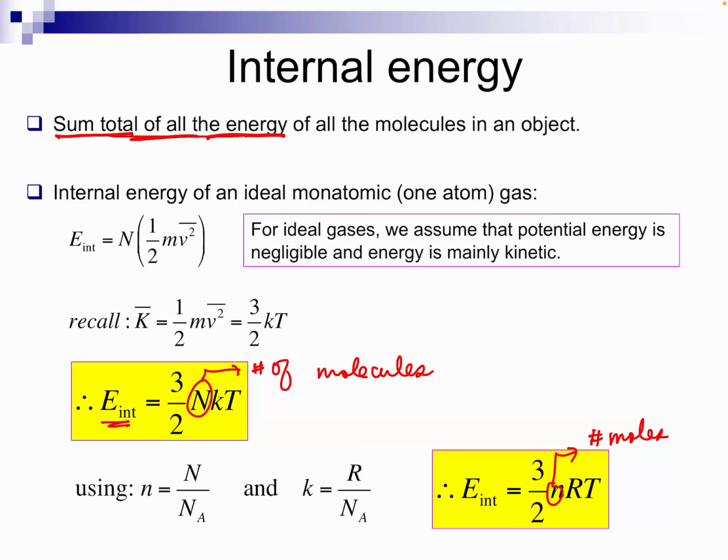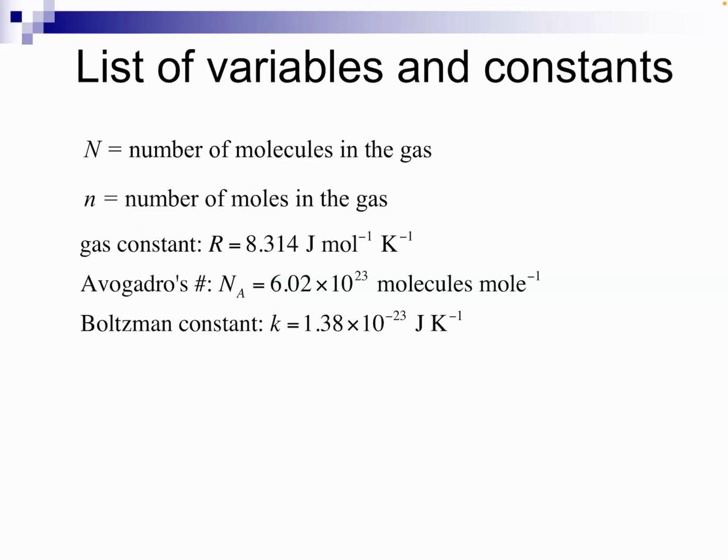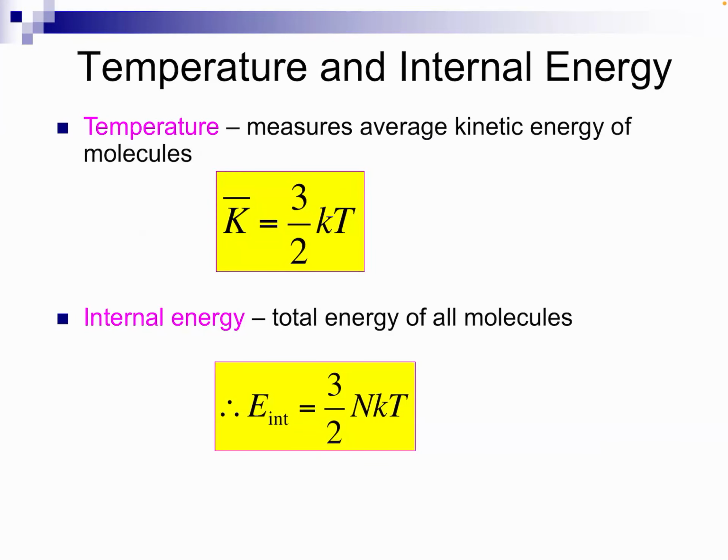So in the coming lectures, we will talk more about internal energy. But yeah, this slide just summarizes the variables. This slide distinguishes the definition: temperature is just the average kinetic energy of a molecule, whereas internal energy takes into account the total energy of all the molecules. So if you compare these two equations, they're similar except for the internal energy accounting for the number of molecules because you want the total energy. Okay.